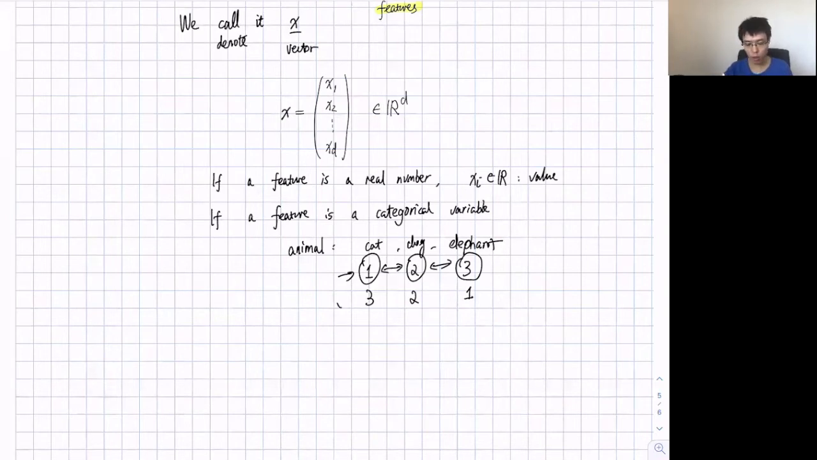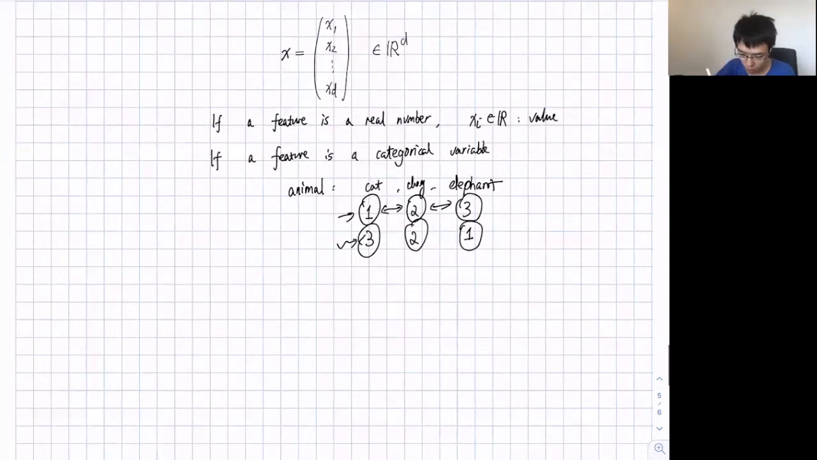So I can also label it 3, 2, 1. Now this time I'm implicitly saying a cat is actually 3 times larger, or 3 times more in some feature, than the elephant. And a dog is twice as much as an elephant. So in this case, you are implicitly giving some metrics to the space, to the features. So it's not the nature of the categories themselves. And also it highly depends on the labeling of these categories. So this is not a good way. Representing a categorical variable by integers is not good.